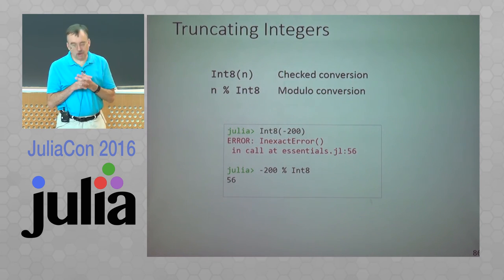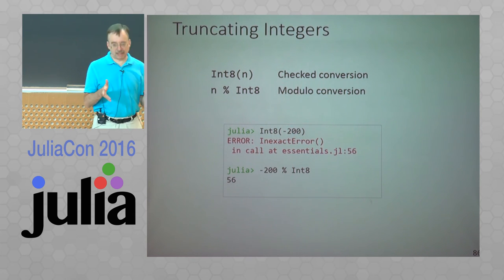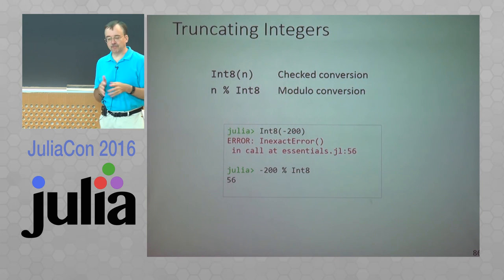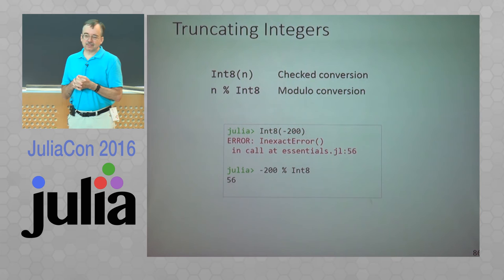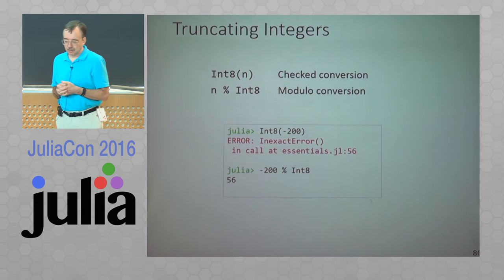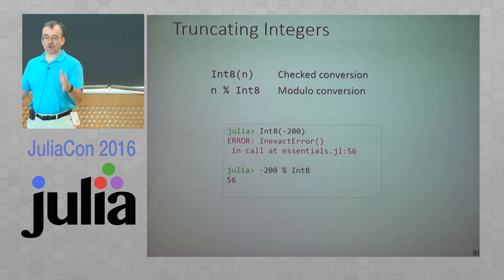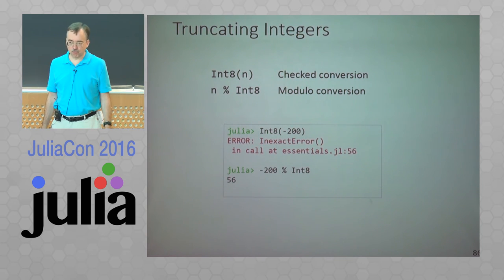All right, let's see. Another small speed issue. Sometimes if you're really going after the last few cycles and your code involves truncating integers, there are two ways to do it. You can do an explicit cast, and that does a checked conversion. If the number doesn't fit, you'll get an exception. Or you can do a modulo conversion where it just takes the low order bits and runs with them, whatever those may be.